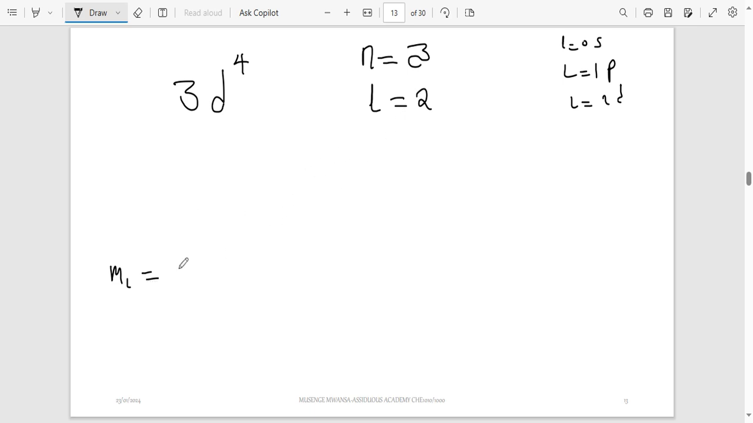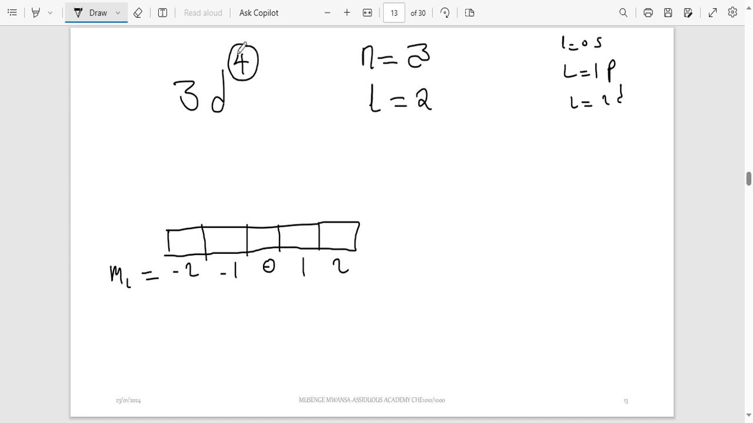So L is 2, and you are going to have negative 2, negative 1, 0, 1, and 2. Remember we said that each one of these numbers represents an orbital. So negative 2 is an orbital, negative 1 is an orbital, 0 is an orbital, 1 is an orbital, and 2 is an orbital, like that. The 4 means that we are talking about the fourth electron.